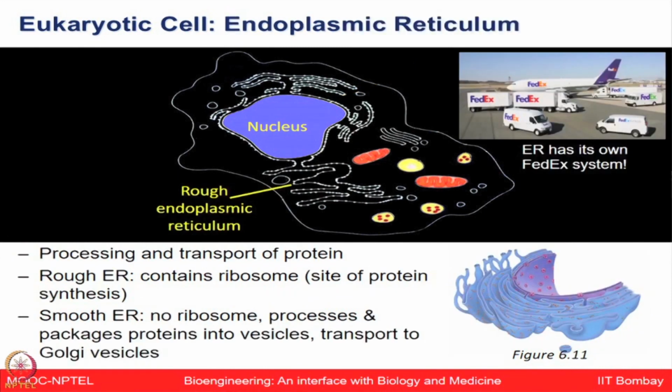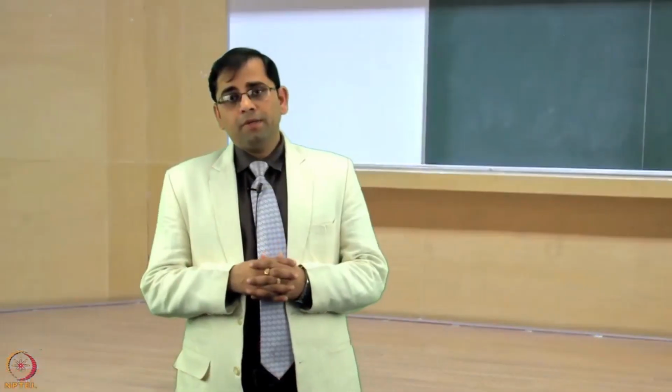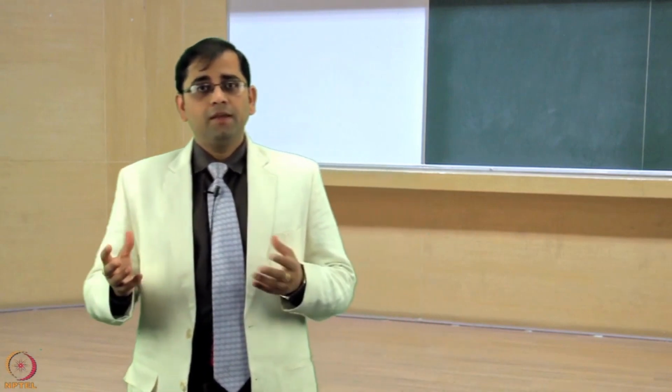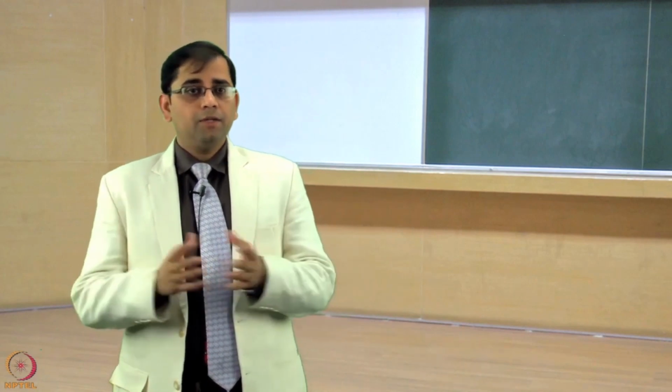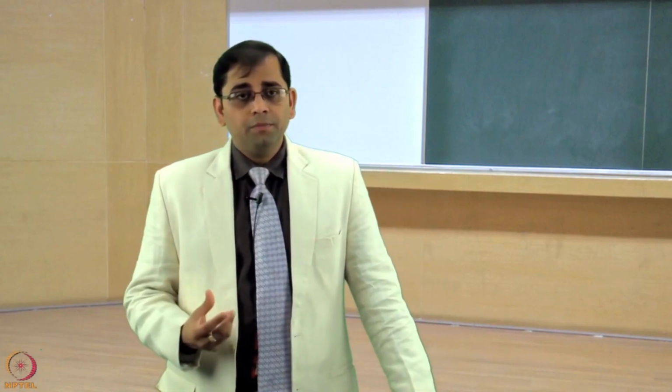Let us now talk about another organelle, which is the endoplasmic reticulum. The endoplasmic reticulum is involved in processing and transport of proteins, and it is like the FedEx system, the way our letters come and a series of different vans and aeroplanes are involved in moving your parcels, moving your letters. In a similar way the body's endoplasmic reticulum is involved. So, can you now tell me what is the role of endoplasmic reticulum?